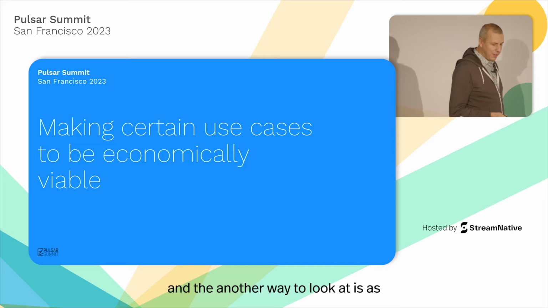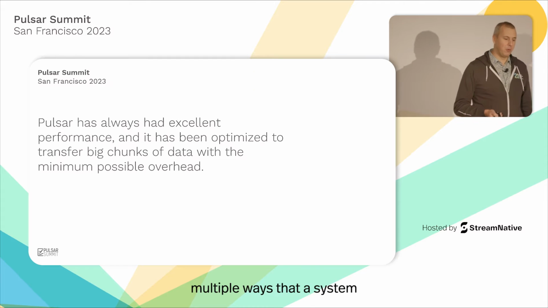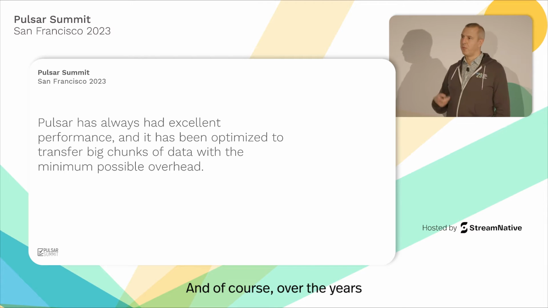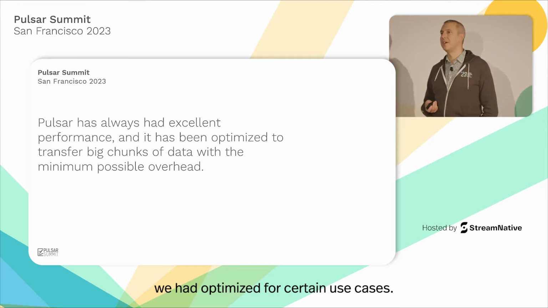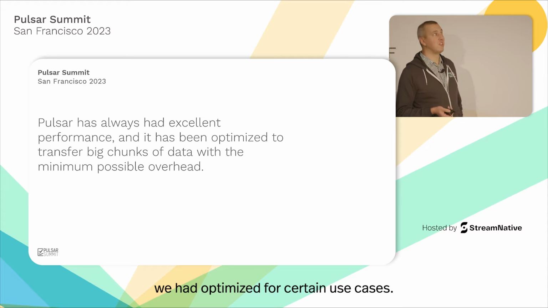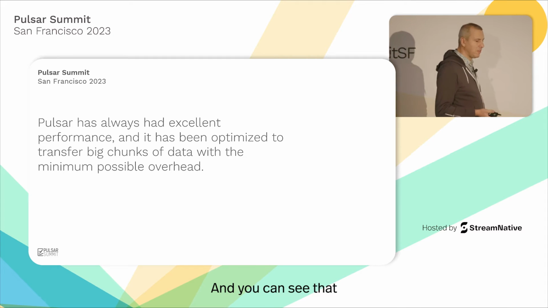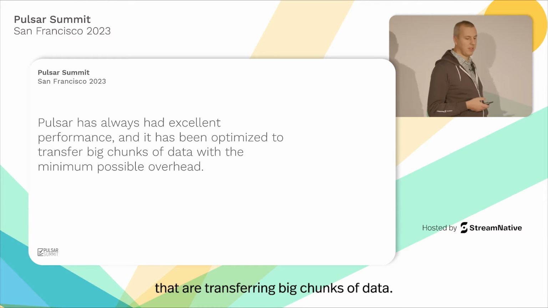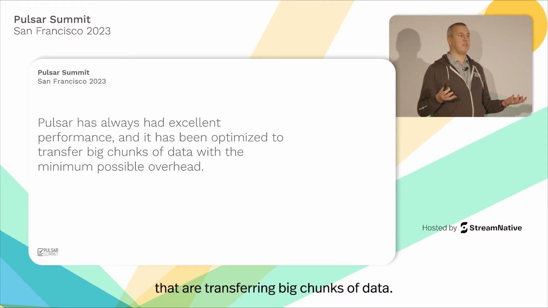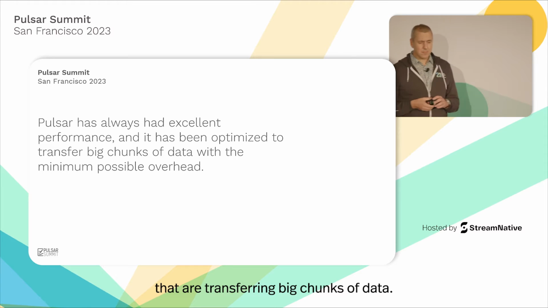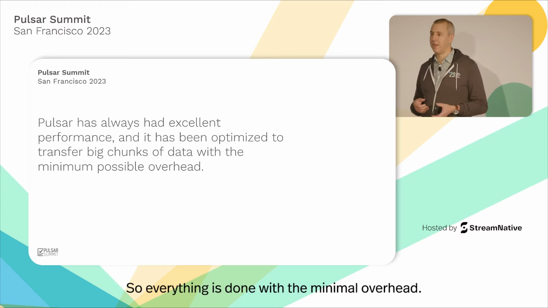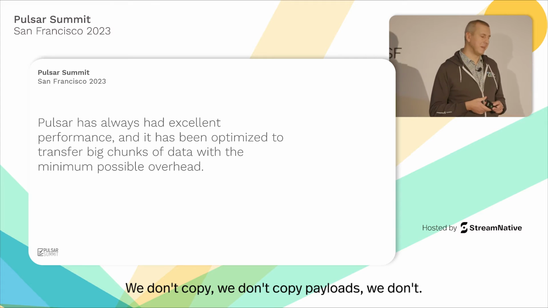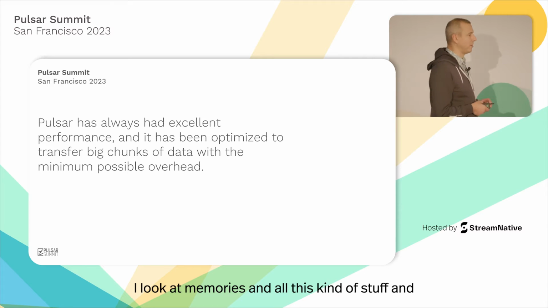Another way to look at this is that there are multiple ways you can use a system like Pulsar, and throughout the years we have optimized for certain use cases. You can see that Pulsar is typically very efficient when transferring big chunks of data. Everything is done with minimal overhead. We don't copy payloads. We don't allocate memory and all this kind of stuff.